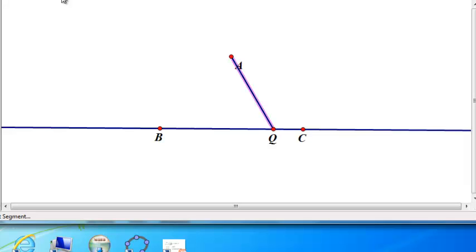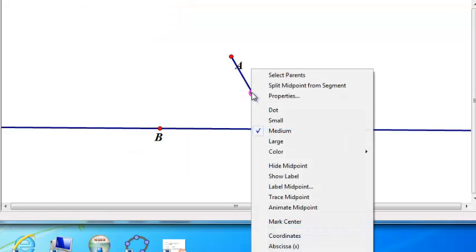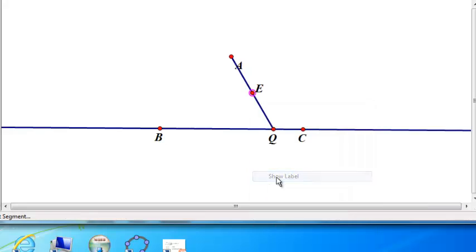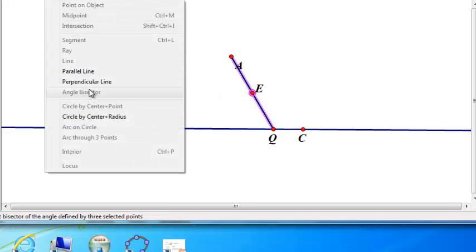bisect this segment at this point. That is, we label it, let's call this E. Now what we do is we try to find out the right bisector of AQ, that is a line perpendicular to AQ and passing through its middle point E. So therefore E is the point and the line is AQ. We find its perpendicular line.